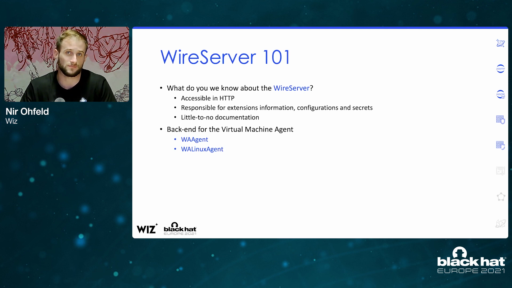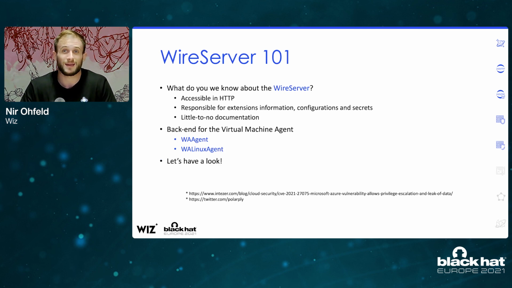It's also worth mentioning that some of our research regarding the WireServer is based on the work of another security researcher, Paul Litvak from Intezer. Paul already did some high-quality research on this topic and detailed it in a great blog post. To recap, you can think about the WireServer as the backend of the WA agent, the Azure Linux virtual machine agent. It is used to supply any information that the agent needs to function properly. With that in mind, let's examine how the WA agent gets its extension information from the WireServer.